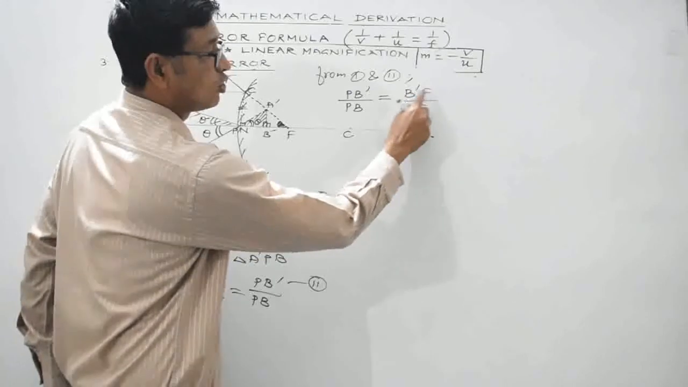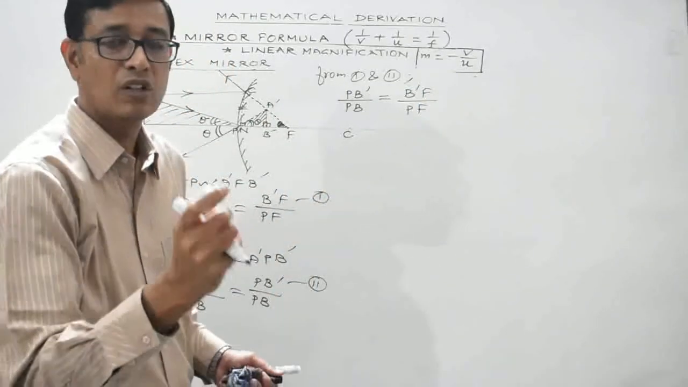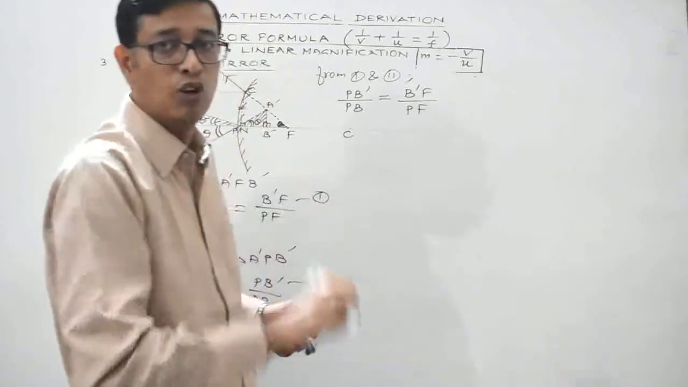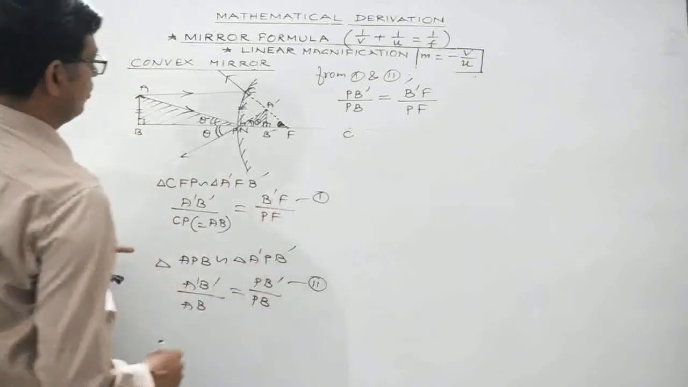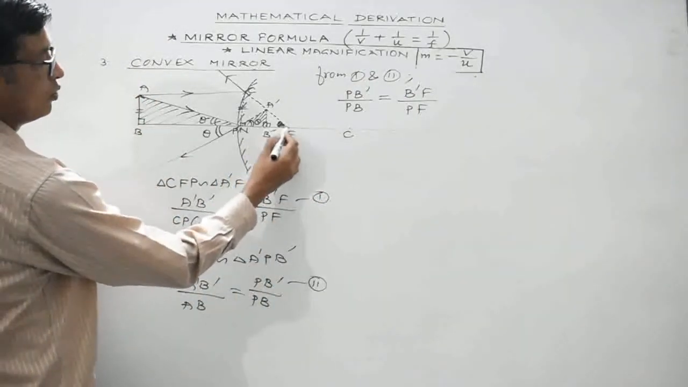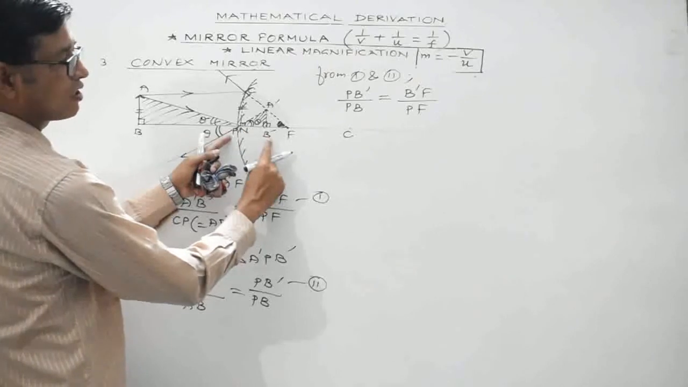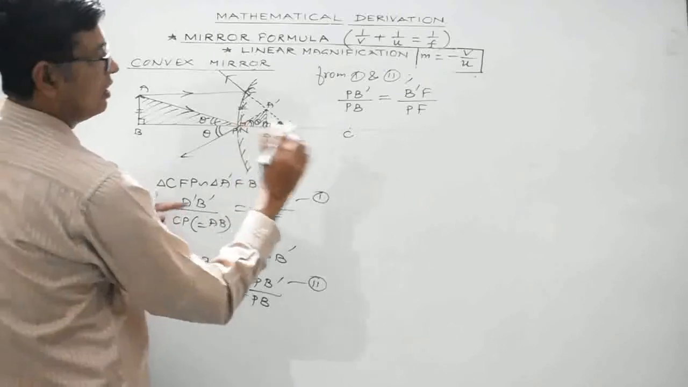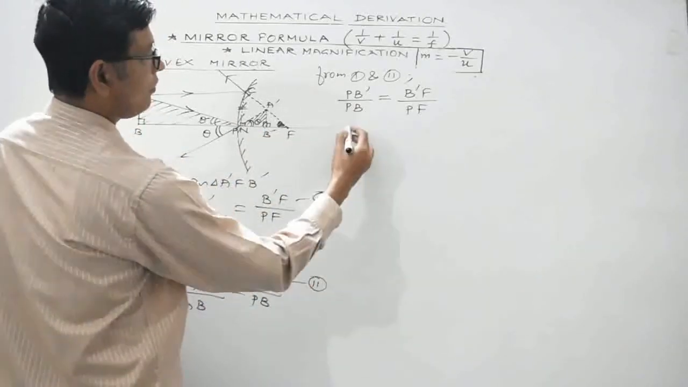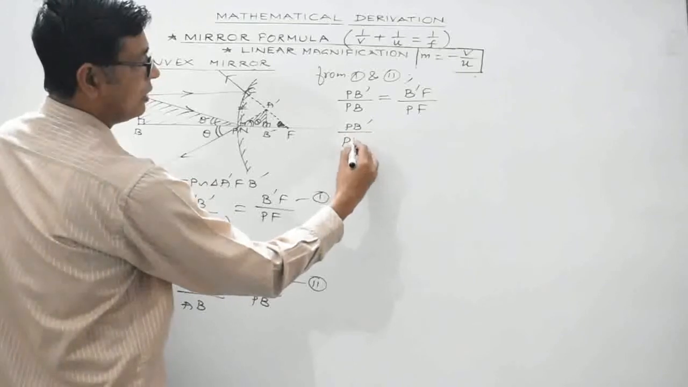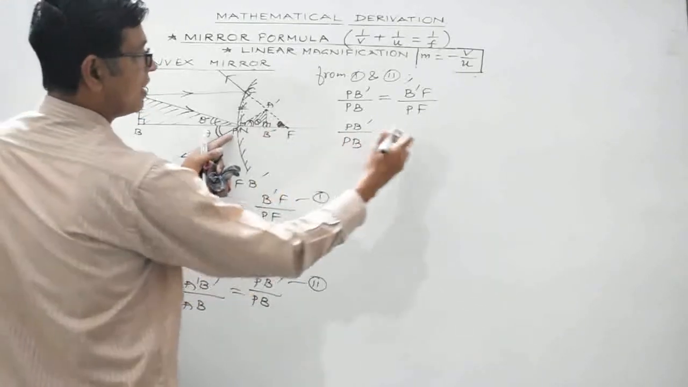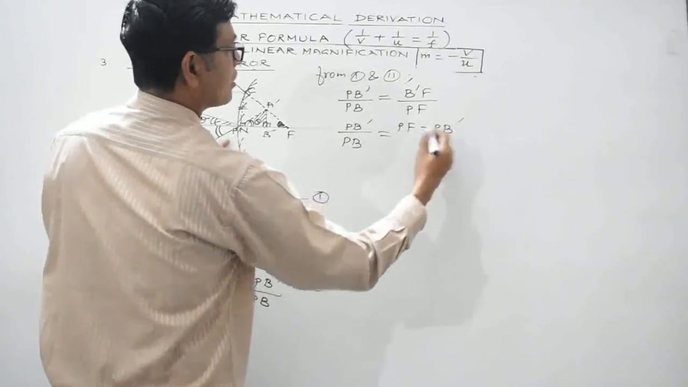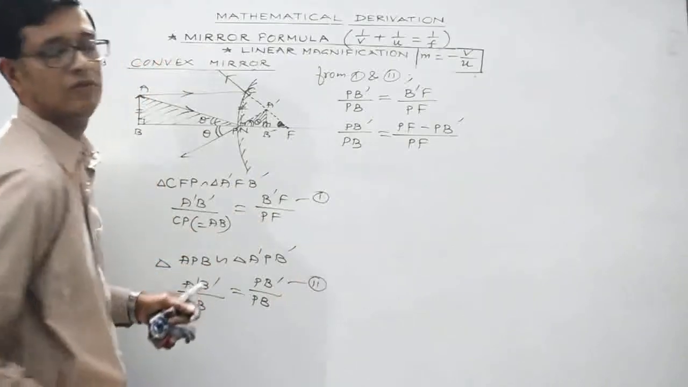Again, this term needs to be changed. Every term should contain P as the initial letter, isn't it? All the distances are to be measured from the pole of the mirror. So, B'F, look over here, B'F. It can be written as PF minus PB'. So, let's do it. PB' divided by PB is equal to PF minus PB' divided by PF.